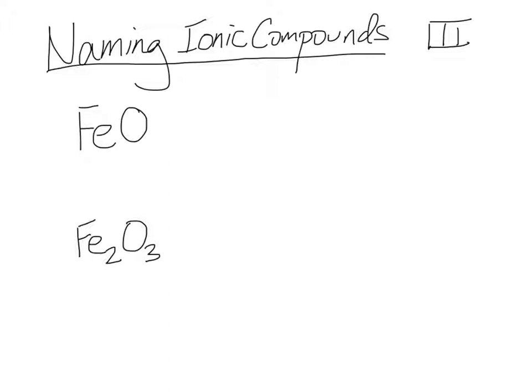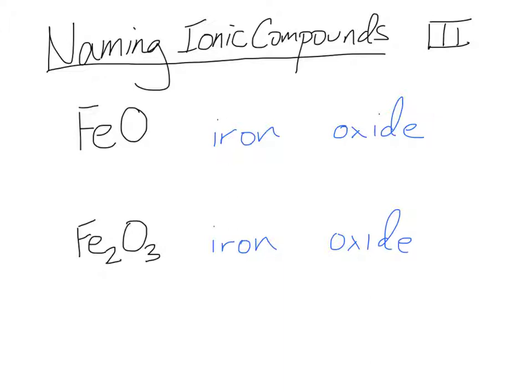And if we were just going to name this according to the rules that we've learned in class so far, the names of these compounds would be iron oxide. But now we have a problem, because both of these will be called iron oxide, and we need to somehow distinguish between the two. So what's the difference between these guys? Well, we need to deconstruct the ionic compound first.